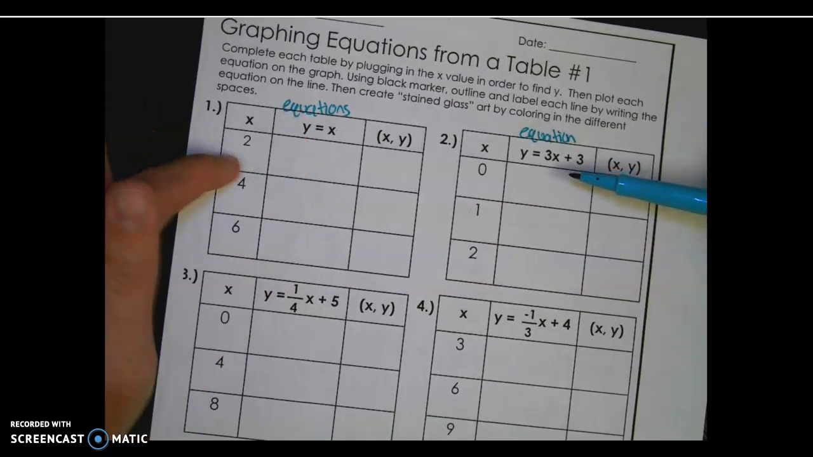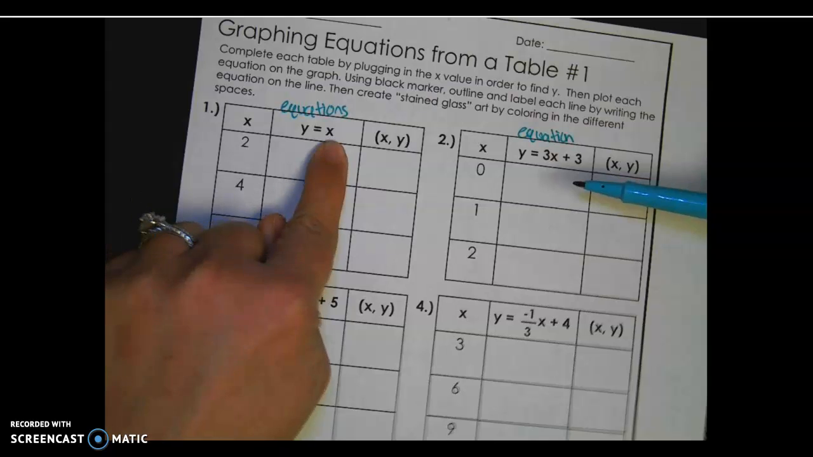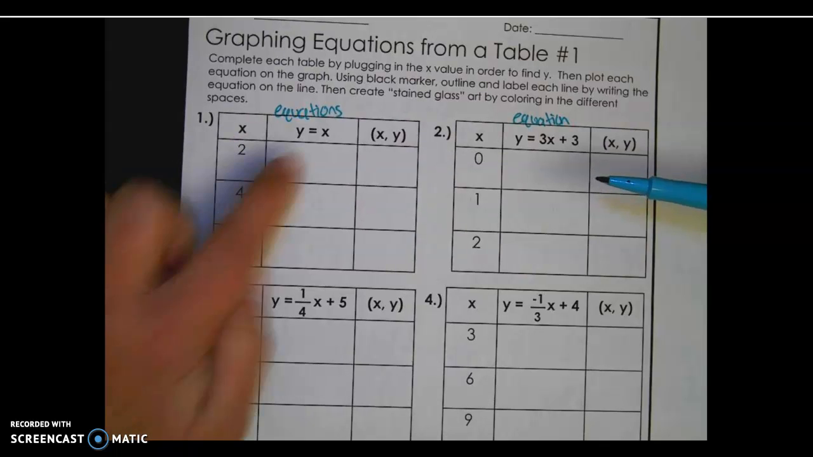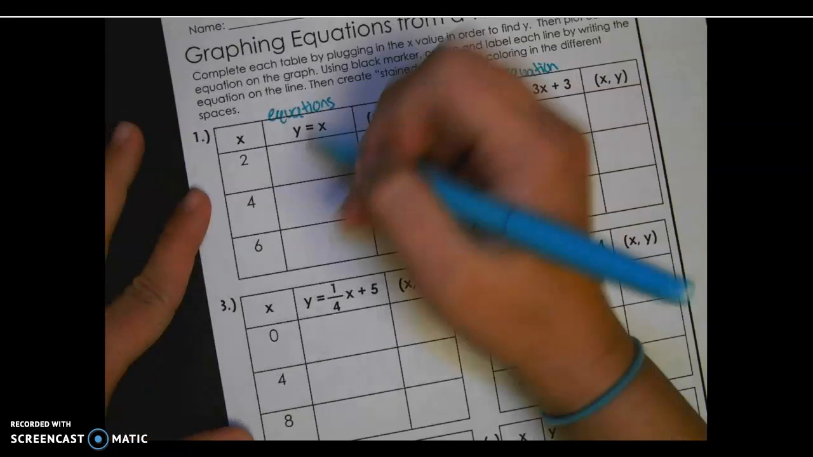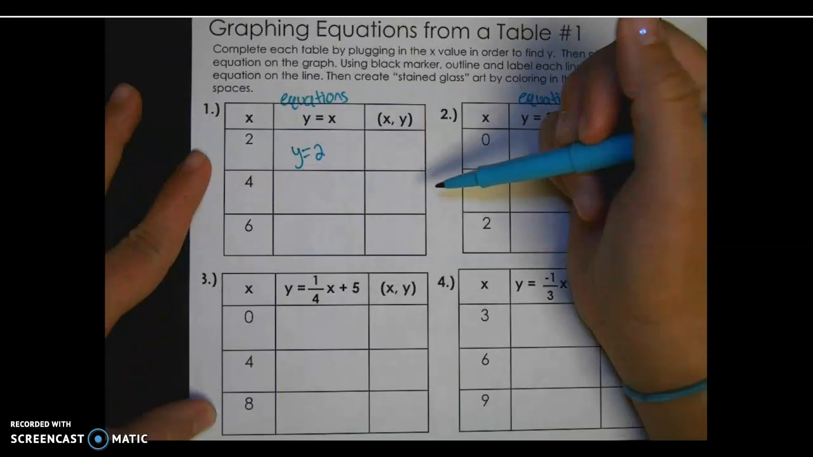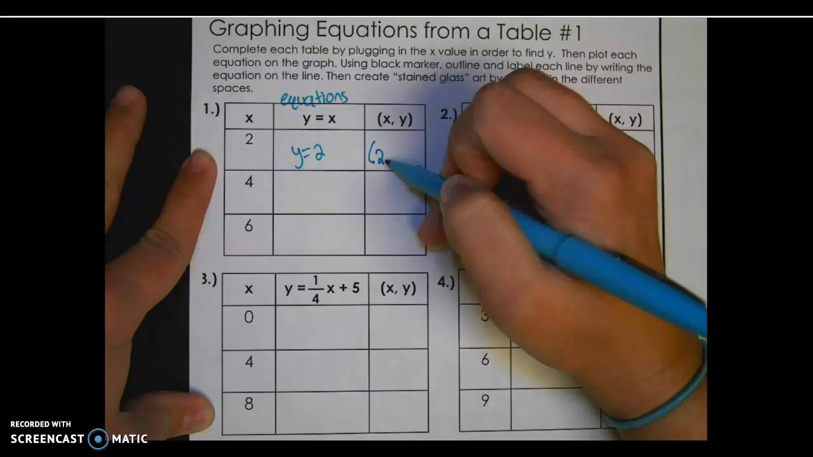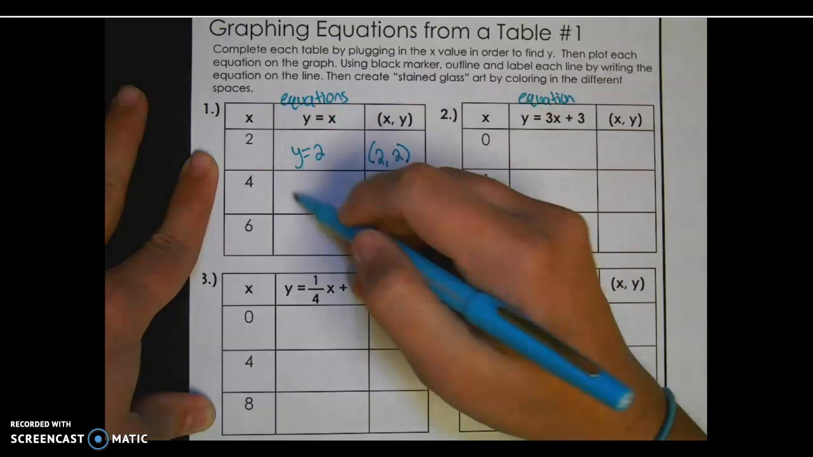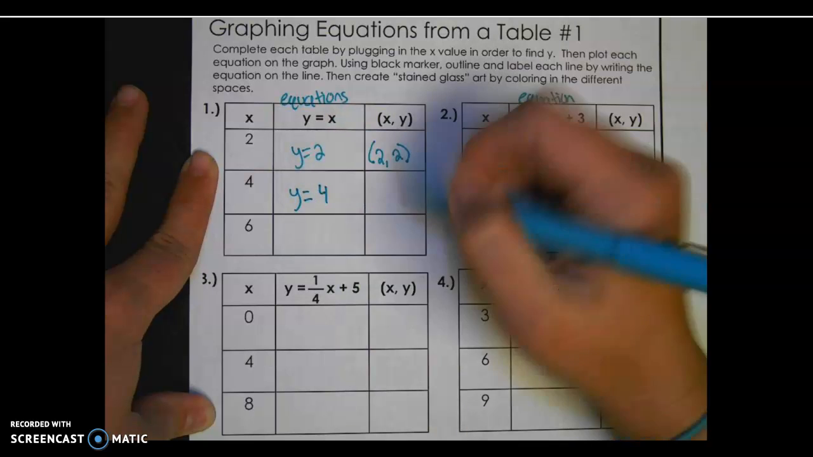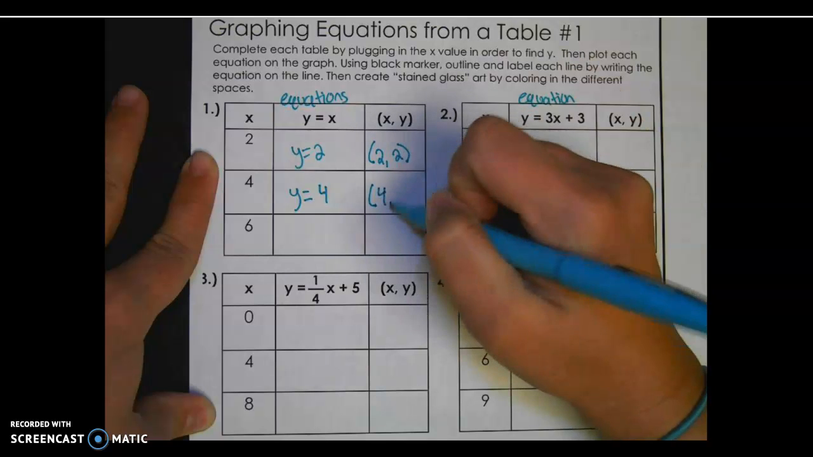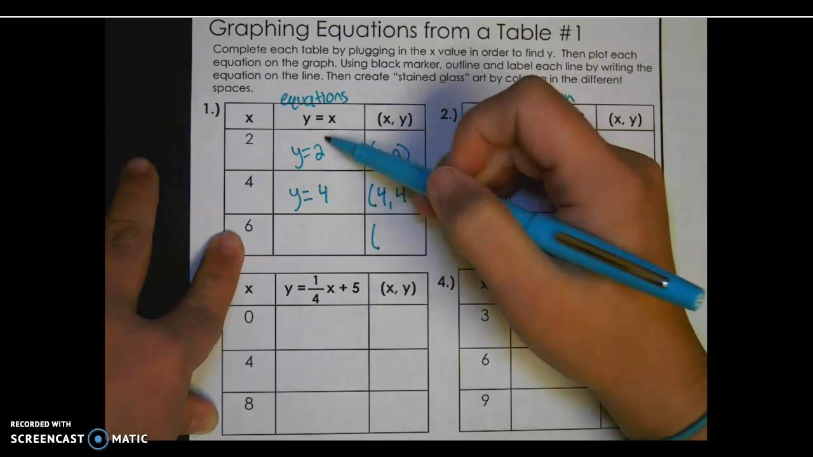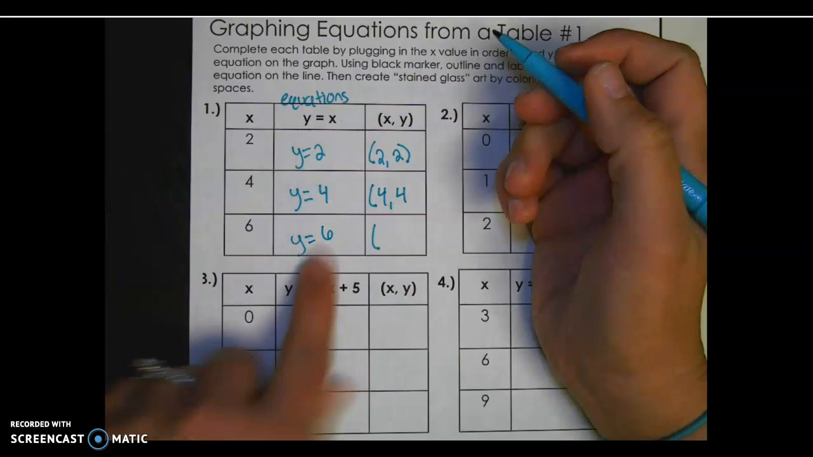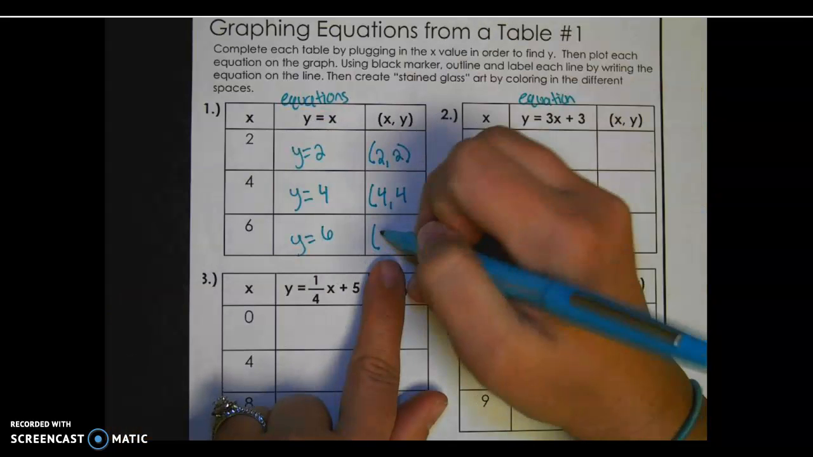This is where you're going to plug in your x values into that equation. So the first one here, it says y equals x. So x is 2. If I plug that in, what does y equal? Well, let's see. If x is 2, then y is going to be 2. If I plug in 4 for the x, it's going to be y equals 4. So my points would be 4, 4. Then I have 6, so I'm going to plug in 6 for x, and it's going to be 6, 6.